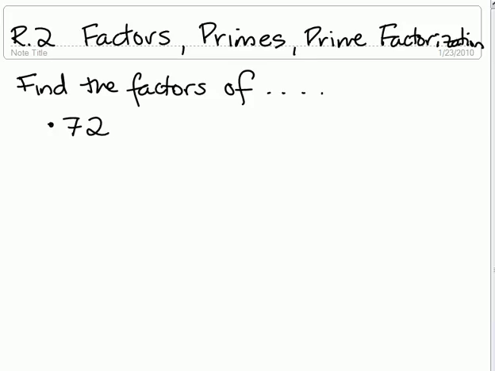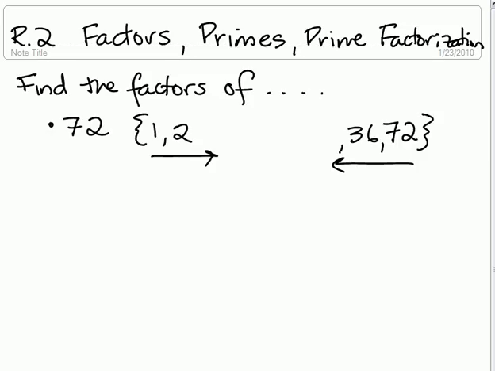We remember that the factors are just a list of numbers, and there are a few of them. So it's the numbers that go into 72 evenly. If we start, we know that 1 is always invited to that party and its partner would be 72. Then you just start building from this side until these two ends meet. So does 2 go into 72? Oh yeah. So 2 times what? That would be 36. So that's 2's partner.